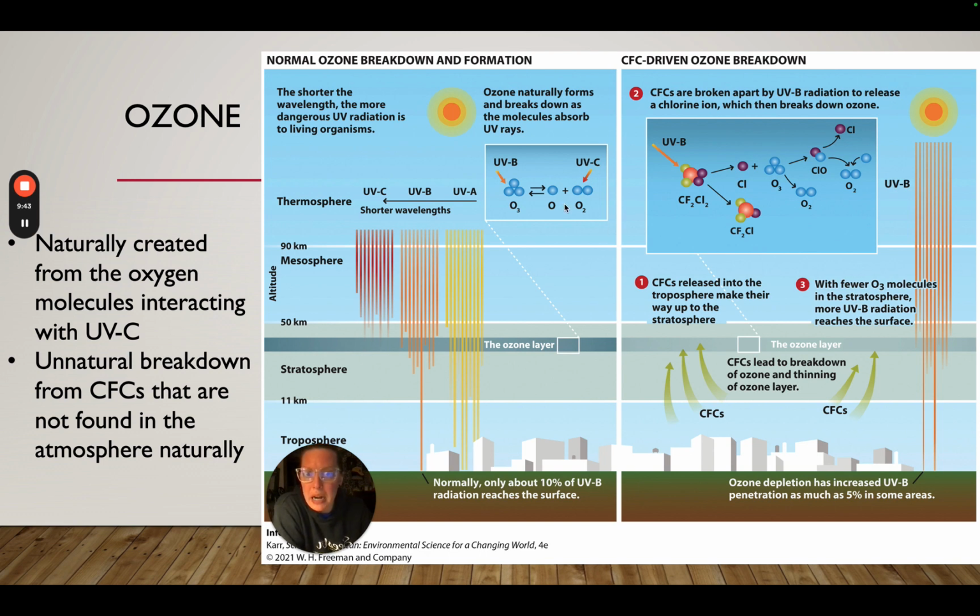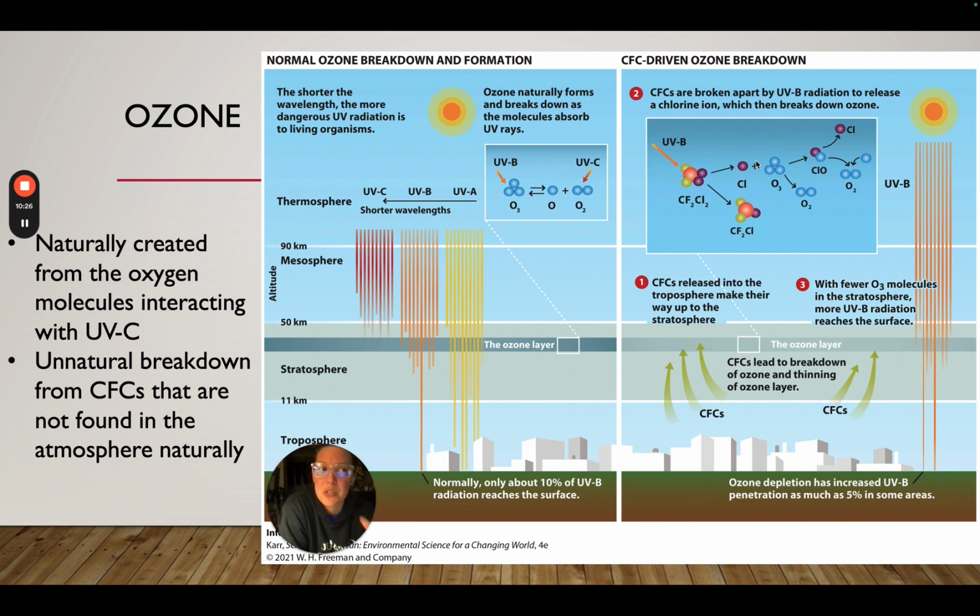And so that's where we get kind of concerned, right? I really like this visual, by the way, of how it shows the UVA and B being the rays that penetrate down to the surface, whereas everything else is absorbed here, which I think is really cool. Then there's this unnatural breakdown from CFCs that are not found in the atmosphere naturally. So CFCs consist of chlorine and fluoride and carbon. So it's easier to call them chlorofluorocarbons. It's really the chlorine part that is the catalyst to this reaction. It really helps speed it up.